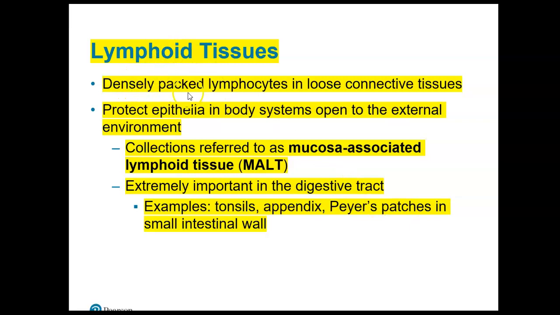Lymphoid tissues are densely packed lymphocytes in loose connective tissues. The tissue oftentimes is reticular tissue. Lymphoid tissues protect the epithelia in body systems, in other words, like the skin and the linings that are open to the environment: your oral cavity, your nasal cavity, the anus, vagina, urethra.